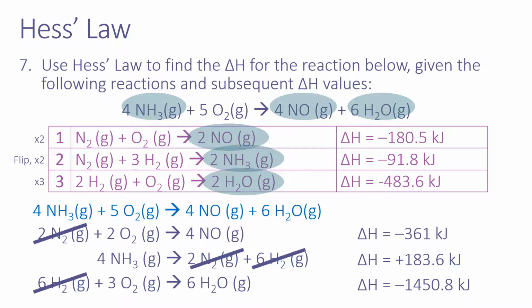So by combining and manipulating equations 1, 2, and 3, I get the desired equation, which means that I need to take the delta H's for all of those equations that I manipulated and total it up. So I get negative 1,628.2 kilojoules as my delta H.